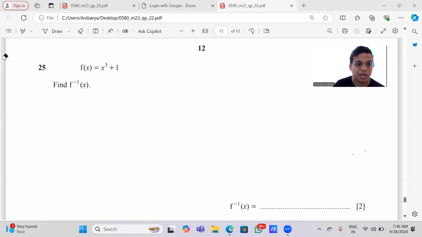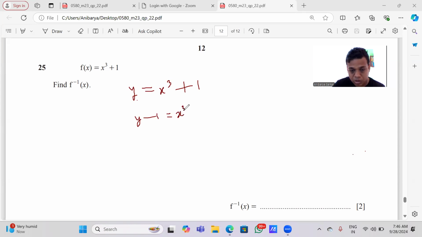Okay. Now I'm solving this one, the inverse. To find the inverse, always consider f of x equal to y. So y equals x cube plus 1. Now what do we have to find out? We have to find the value of x. So plus 1 moves to that side, so y minus 1 equals x cube.